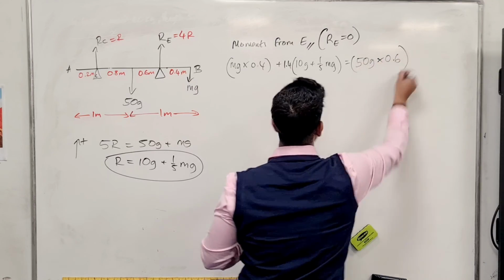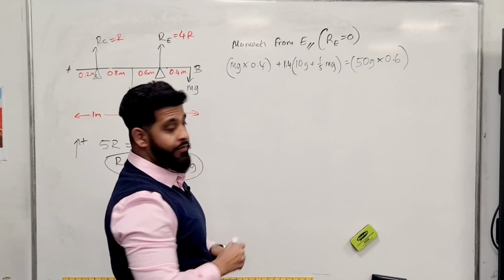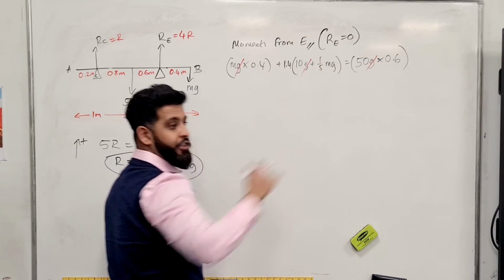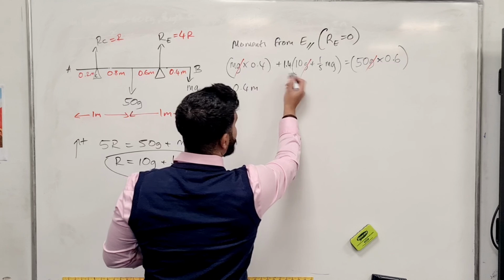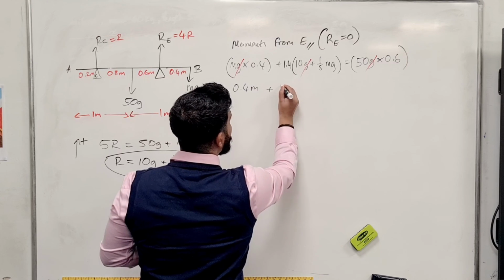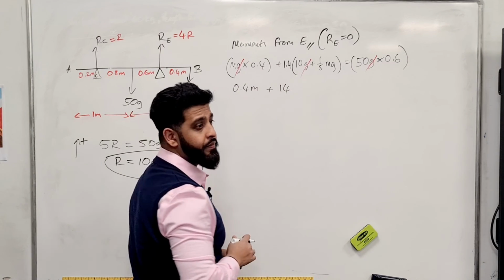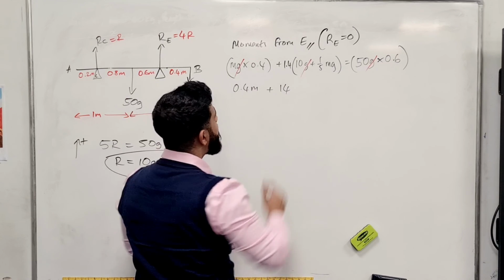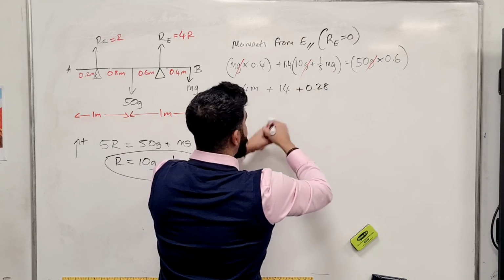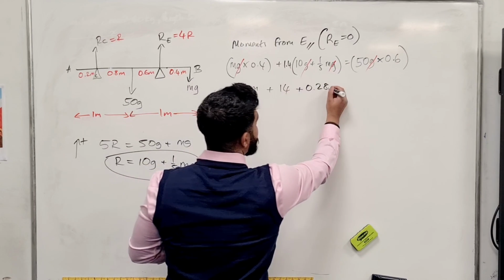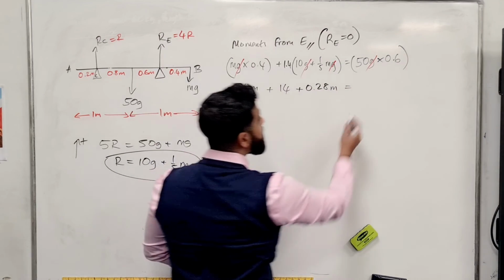Now all that's left to do is to simplify that, okay? So once again, can you see a g? We can cancel the g's out. Divide by g. And then we have 0.4 m. And then now this 1.4 times 10, which is 14. And then 1.4 times 1 over 5. If you could do that for me, as a decimal. So we get 0.28 m. Oh, forgot to cancel the g out there. Okay. So 0.28 m. And then that's equal to 50 times 0.6, which is 30.